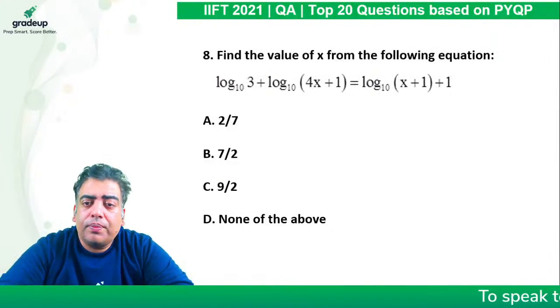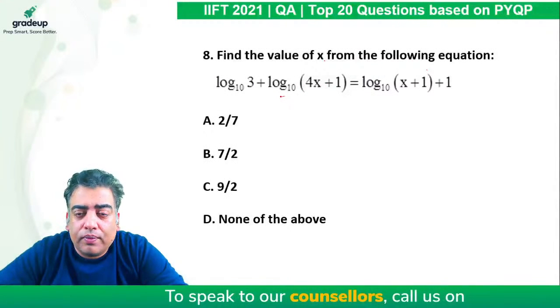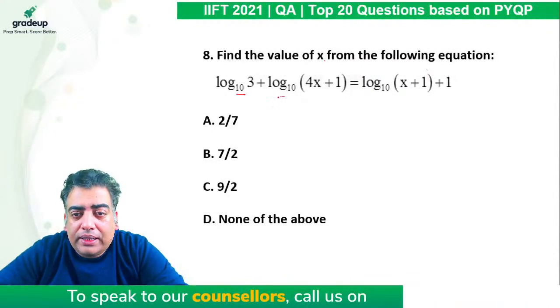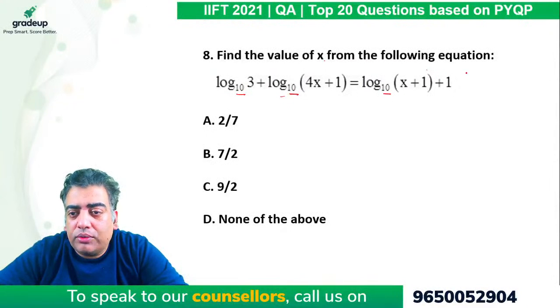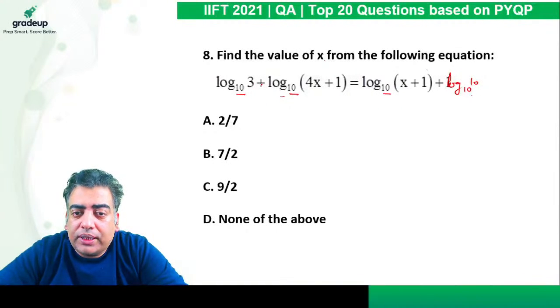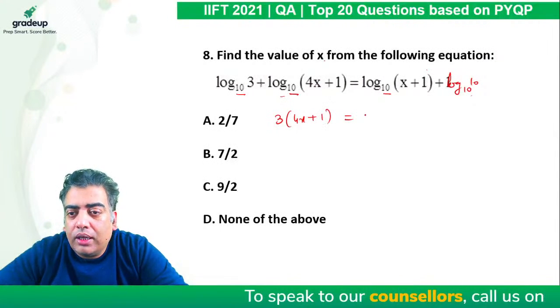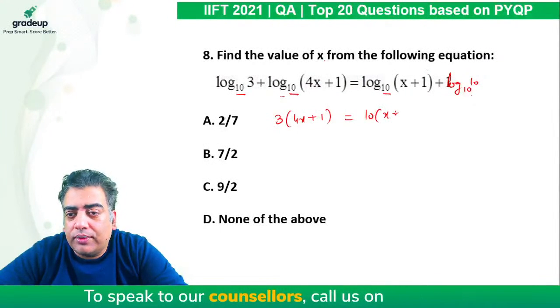So here we are given, find the value of x from the following equation. Here we have base 10, base 10 and base 10. So we can write this one as log 10 to the base 10. Because of plus sign, the two values get multiplied. It becomes 3 into 4x plus 1 equals 10 into x plus 1.